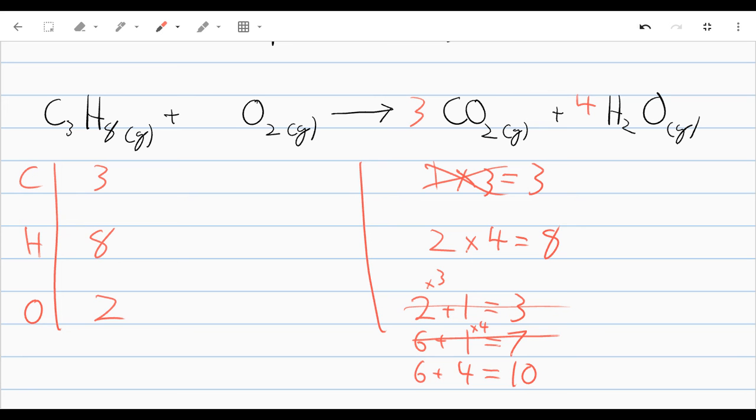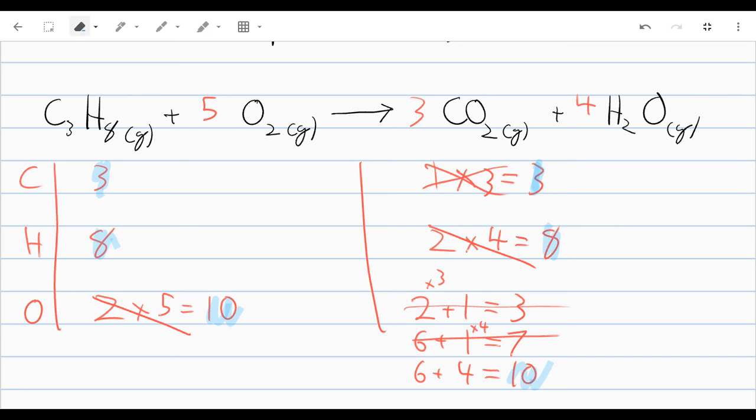Okay. Last thing I need to do, I need to balance out my number of oxygens. 2 times 10, or 2 times 5 will give us 10. So I have to put a 5 in front as well. There, now I have everything balanced on both sides. I have 3 carbons and 8 hydrogens on each side. I have 10 oxygens on each side.